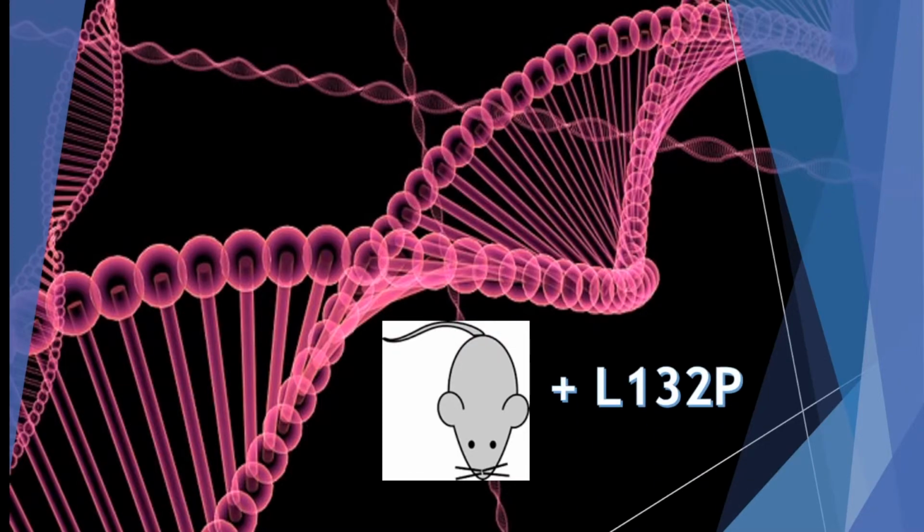The experiment involved the creation of a mutant mouse allele L132P. However, the expression of this allele in the mouse did not show the phenotype. In heterozygous mice, you have one copy of the wild-type mouse allele and one copy of the mutated human allele, and that should have represented the disease phenotype.